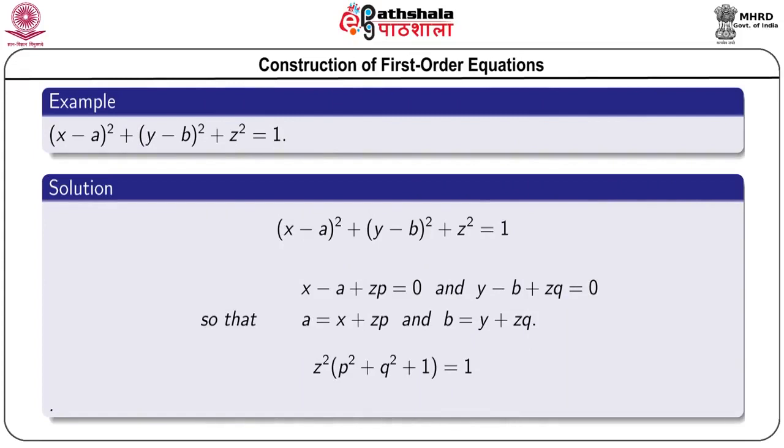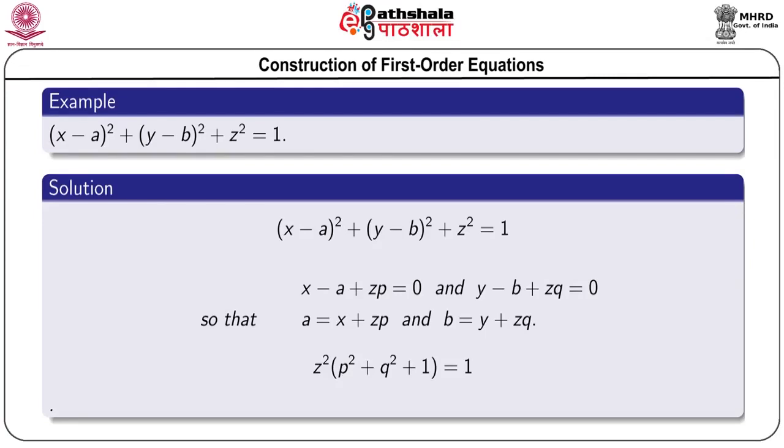Let us take one example to explain it clearly. (x − a)² + (y − b)² + z² = 1 represents a system of spheres with center at (a, b, 0). Now, if we differentiate that equation with respect to x and y, we will get the relations (x − a) + zp = 0 and (y − b) + zq = 0.